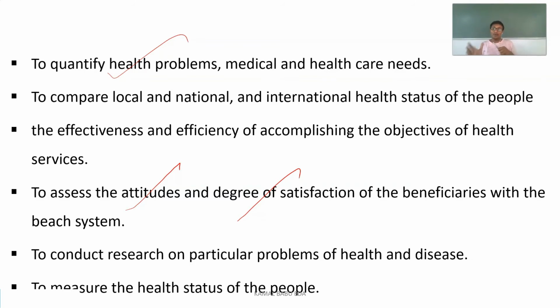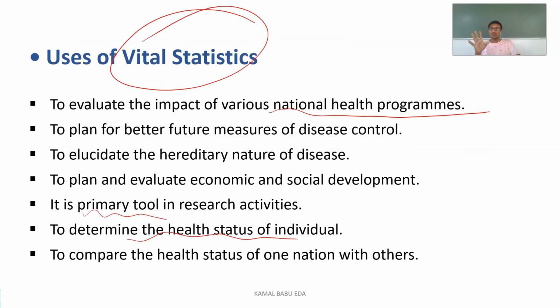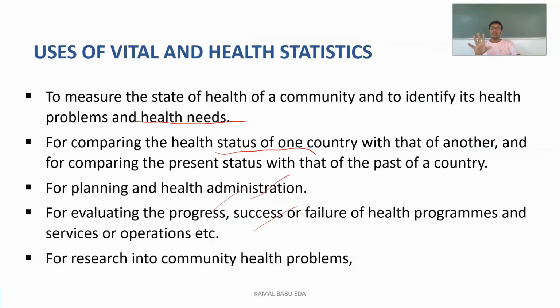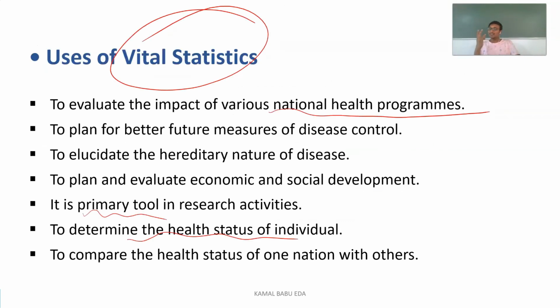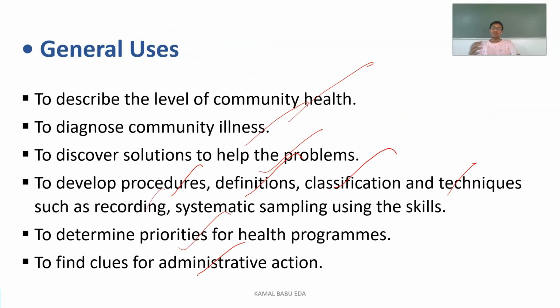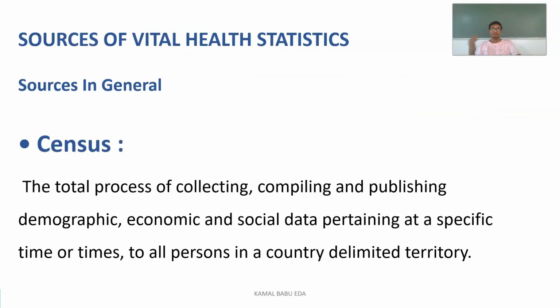All these things can be known through this. It also helps us to conduct research on particular problems of health and disease, and to measure the health status of the people. So these are some of the uses. What are the uses here? Mainly uses in terms of vital and health statistics. We have seen the uses of health statistics, the uses of vital statistics, and the general uses. Now we'll see what are the sources of vital and health statistics.